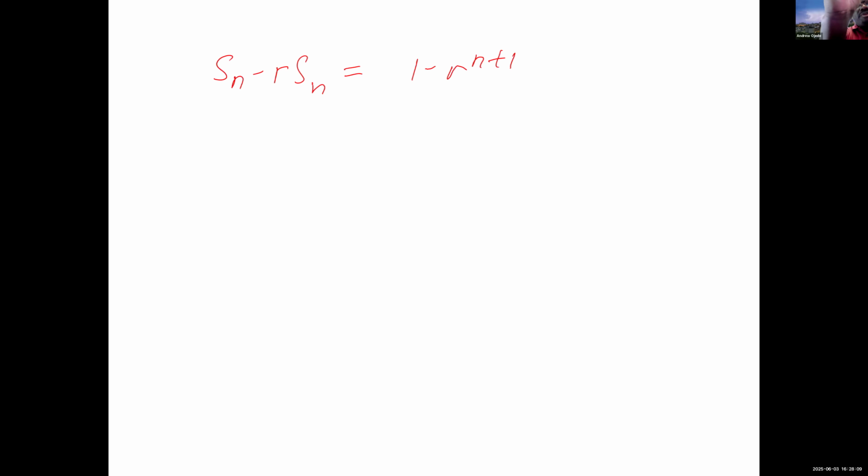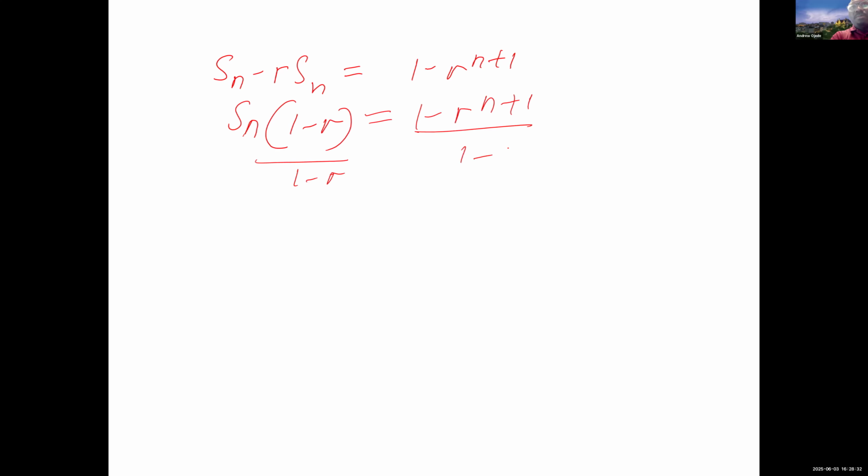So Sn is common on the left-hand side. I can factor that out. So this can be Sn inside 1 minus R. That's the same thing, because if you distribute Sn times 1, you get Sn. Sn times Rsn, you get Rsn. So that's the same thing as 1 minus R to the n plus 1 on the right. Then I'm going to divide both sides by 1 minus R, so the 1 minus R here cancel.